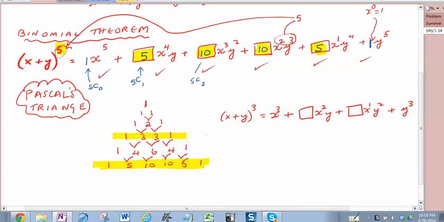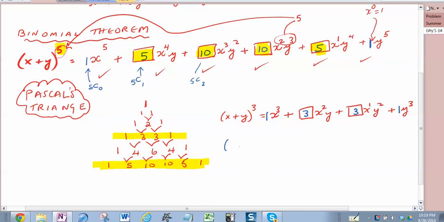I look at my row in Pascal's triangle, and I write in my coefficients. Well, I don't really have to write in the 1. And there we are. That's the answer. We're almost done. That certainly takes care of problem 4.